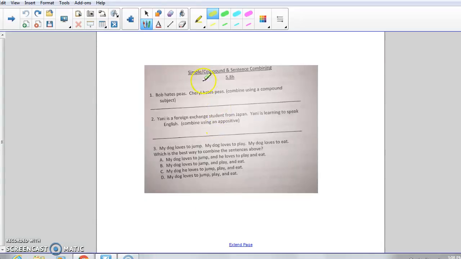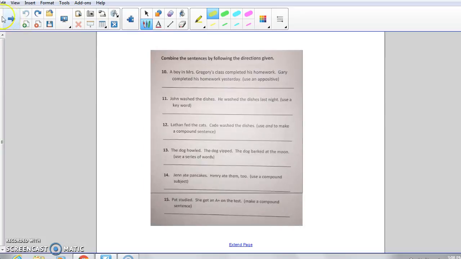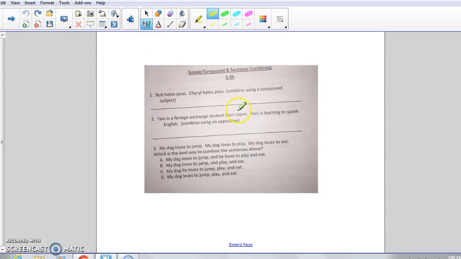Okay, boys and girls, so we're going to be checking this worksheet that you completed yesterday. It's the one with simple, compound, and sentence combining with those on the back. You need a checking pen and a highlighter. We're going to take a look at how to fix each of these. You really need to pay attention to your directions on this worksheet.